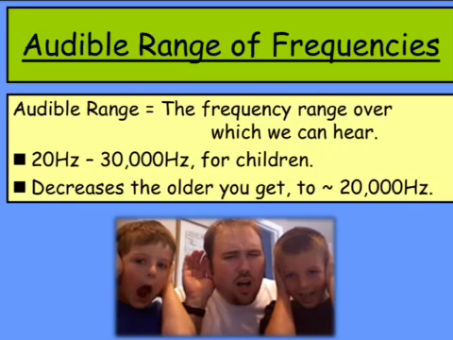Now, you don't necessarily have to write this down, but I think it's kind of fun to talk about the audible range of frequencies. For instance, the range over which we can hear. For human beings, the lowest frequency we can hear, the lowest tone we can hear is about 20 hertz. And then we can hear up to 30,000 hertz. Remember that's cycles per second. When we're little, when we're young children.